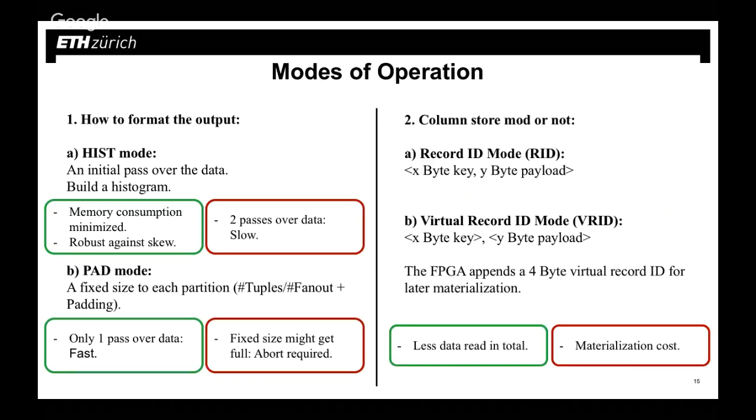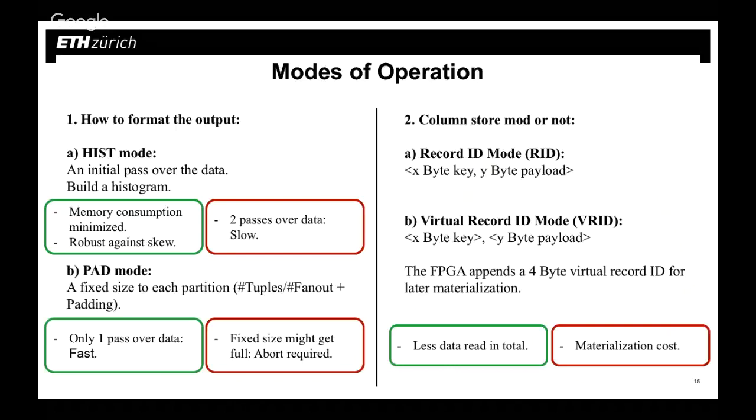The second parameter decides if we have a row store or a column store. So in the first mode, the record ID mode, we assume that the tuples are an X byte key and a Y byte payload. And in this mode, we can read these tuples directly and partition them natively without doing any changes.